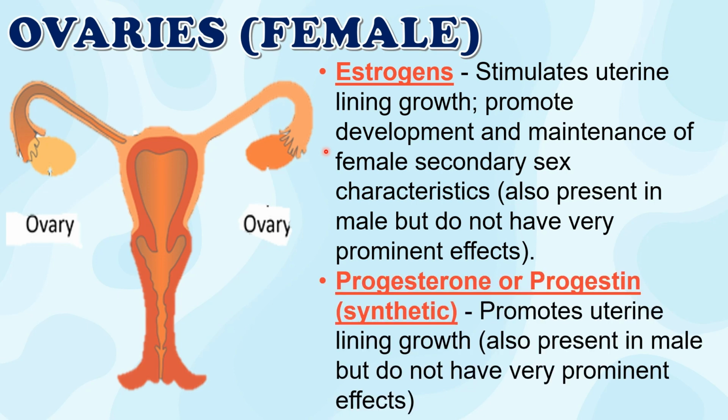The next is the progesterone or progestin. Yan, synthetic. So, it promotes uterine lining growth, also present in male but does not have very prominent effects. So, it helps regulate the cycle and prepare the uterus for pregnancy, actually see progesterone. So, it thickens the lining of the uterus to prepare for the fertilized egg.